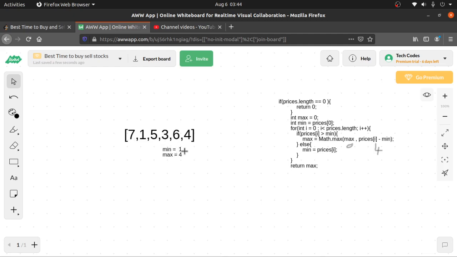Let's find the new max. Is this greater than our max? Let's try. So math.max, our current max is in this case 4. And prices of I is 3 minus 1 is 2. So what do we pick? We keep the maximum as it is, and we are not changing anything. Max is still 4. So we continue.